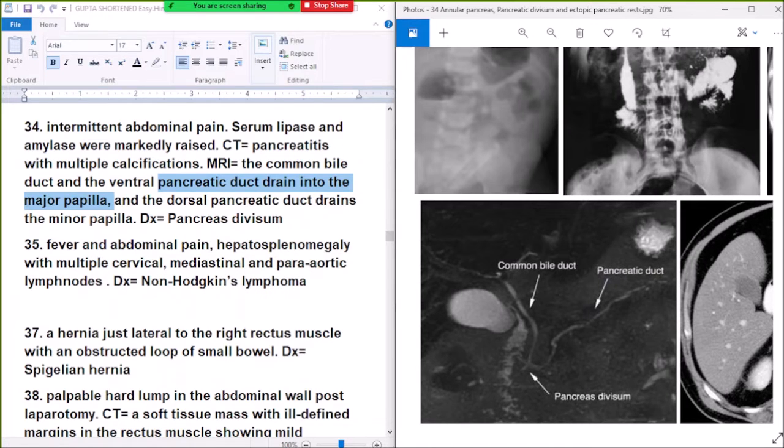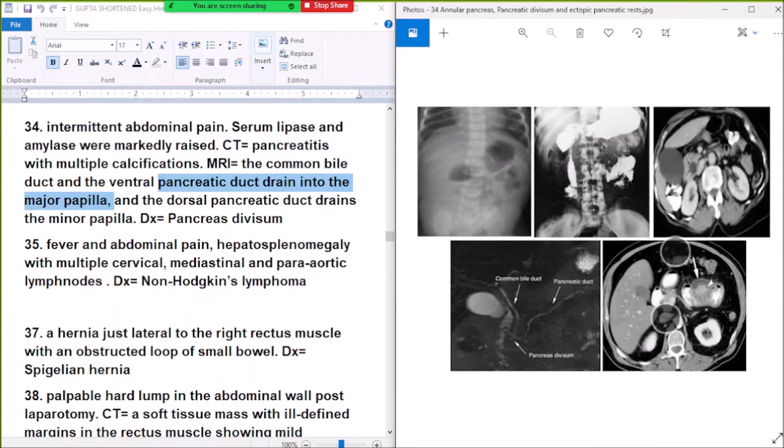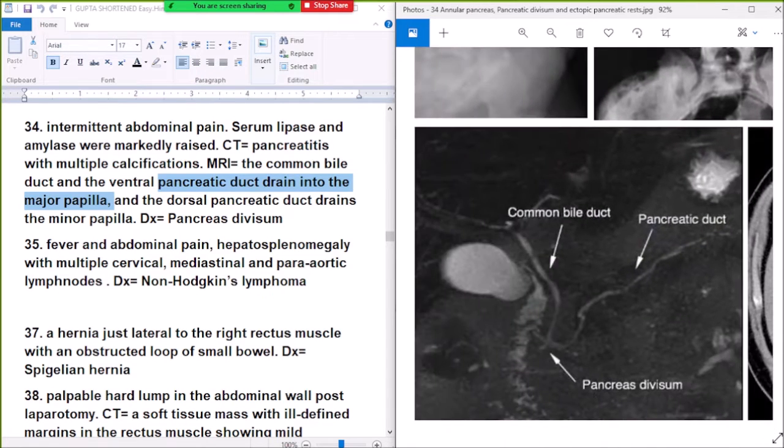Now, what do you see on MRI? There is the common bile duct and the ventral pancreatic duct draining into the major papilla, and the dorsal pancreatic duct draining into the minor papilla. Diagnosis: pancreas divisum. Again, MRI findings: common bile duct and ventral pancreatic duct drain into the major papilla, and the dorsal pancreatic duct drains into the minor papilla. Diagnosis: pancreas divisum.